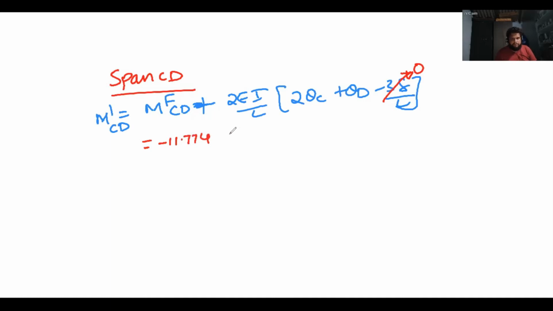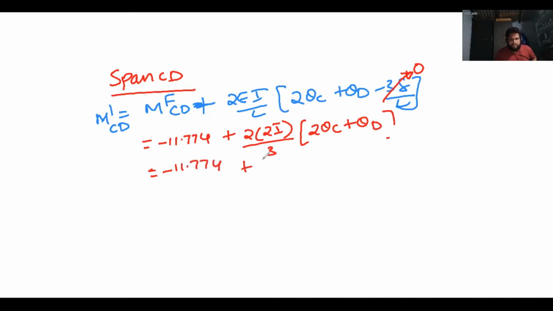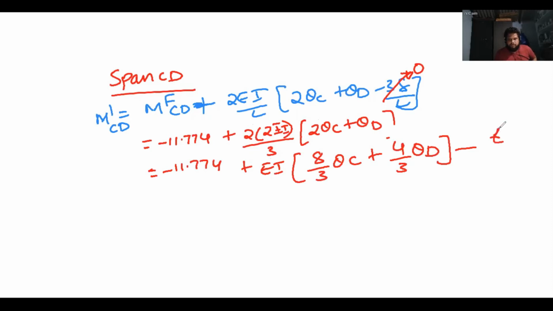plus 11.774 plus 2 EI, 2 times, by length 3 meters, into 2 theta C plus theta D. So if you rewrite this, minus 11.774 plus, if you take EI common, 2 2s are 4, 4 2s are 8, 8 by 3 theta C plus 4 by 3 theta D. This is your equation number 4.